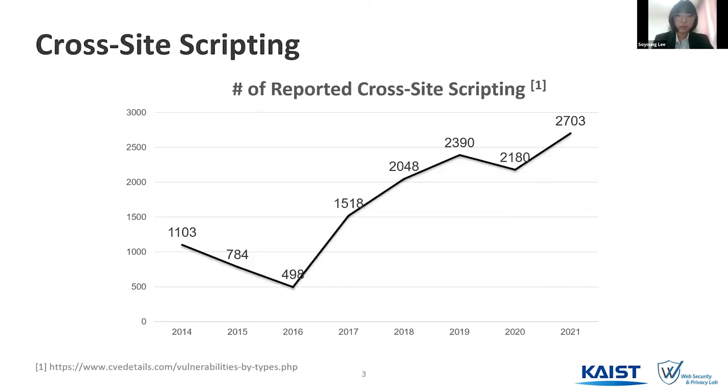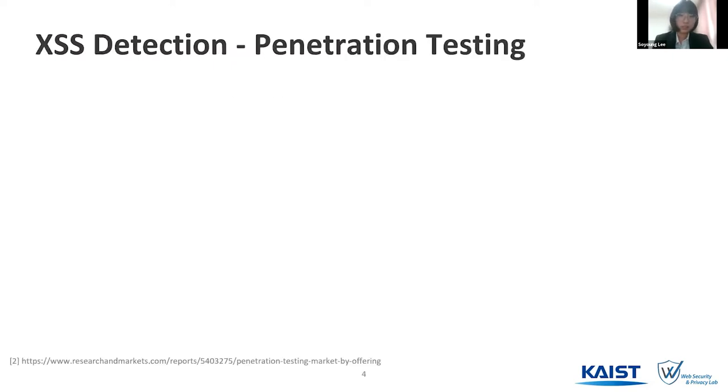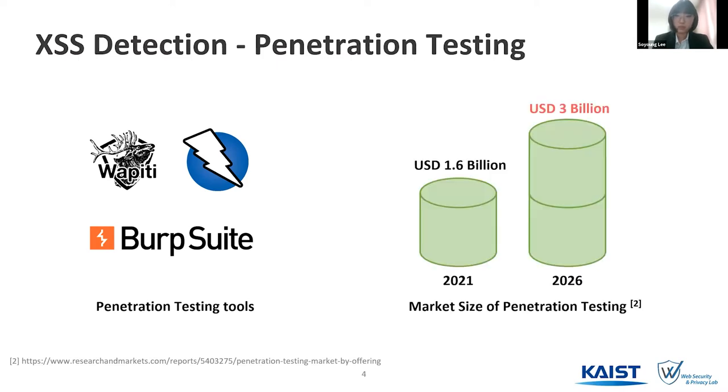As this graph shows, cross-site scripting is still one of the prevalent vulnerabilities today. To detect these vulnerabilities, there are several penetration testing tools that can be easily deployed. And these tools are easy for users since they require little user input. For this reason, the number of users is growing as the market for penetration testing is also increasing.